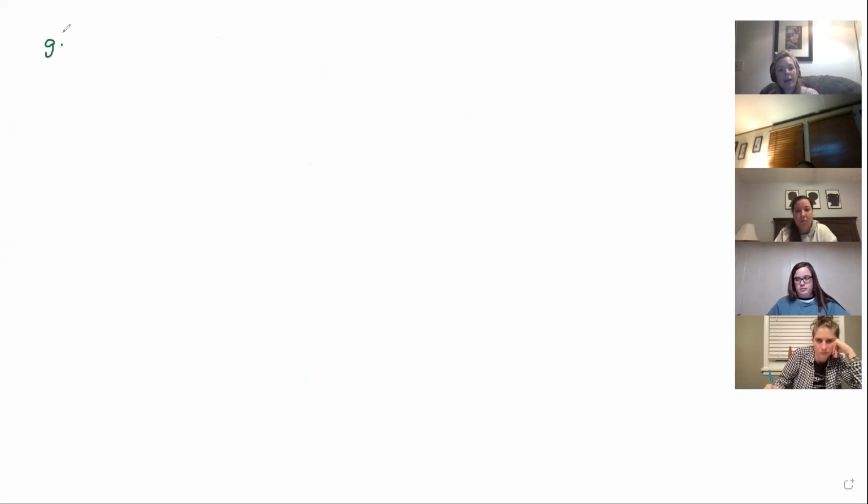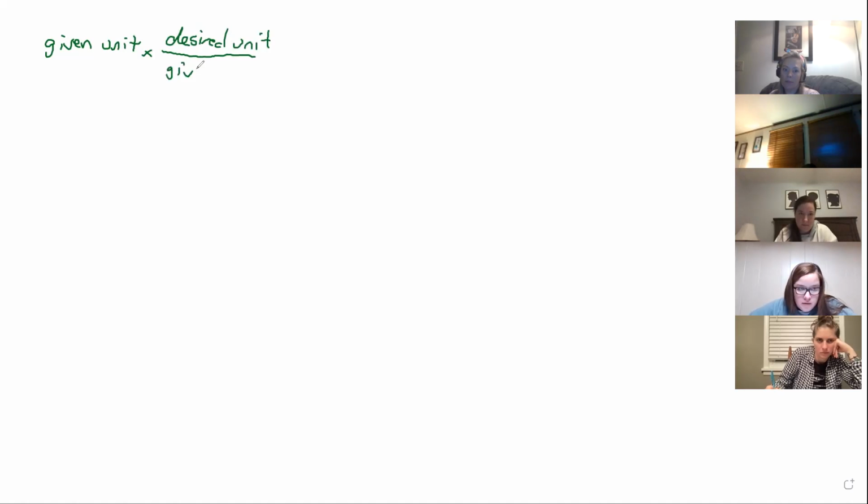So we said we take our given unit, we're going to multiply it by a conversion factor that has the desired unit on top and the given unit on the bottom. And what will happen is these things will cross out and we'll be left with a number that has just the desired unit. So we've converted or changed the starting unit to the desired ending unit.